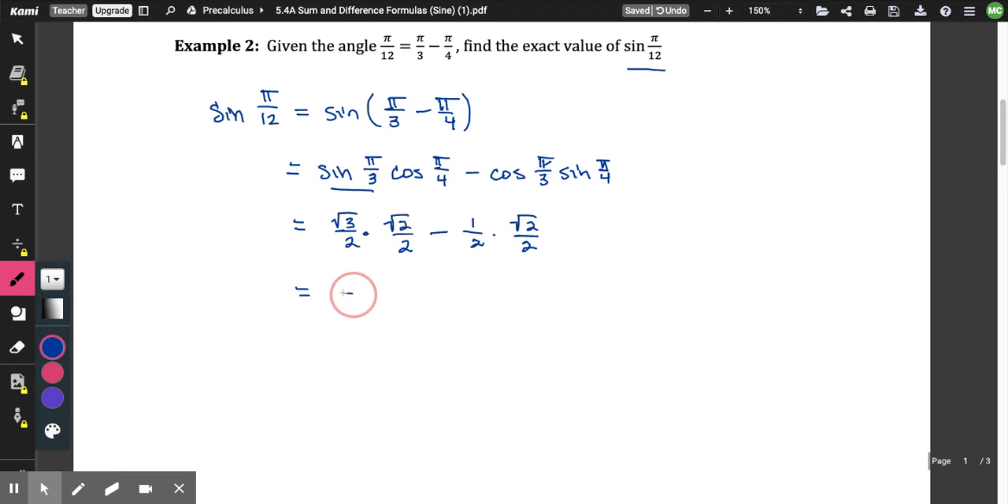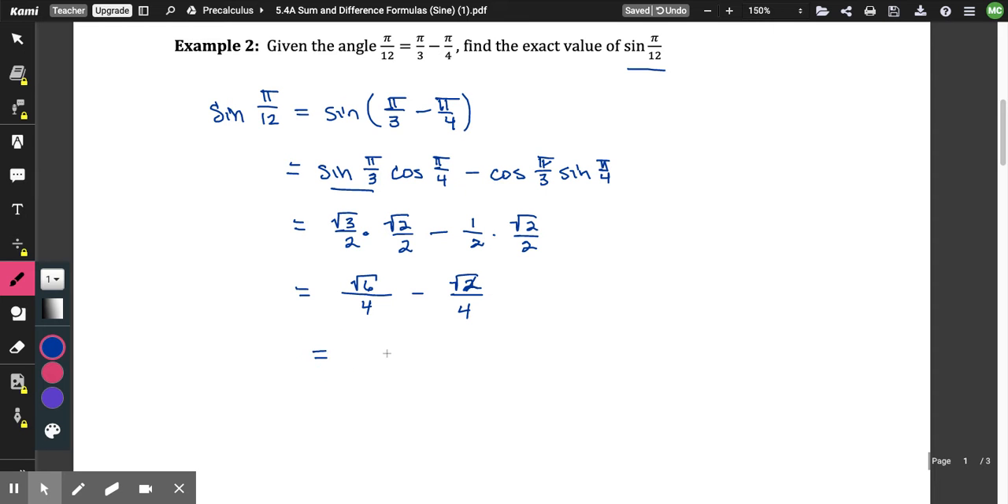So now I can multiply. Again, just numerator times numerator and denominator times denominator. So root 3 times root 2 would be root 6. 2 times 2 is 4. Then 1/2 times root 2 over 2 would be root 2 over 2 times 2 again is 4.